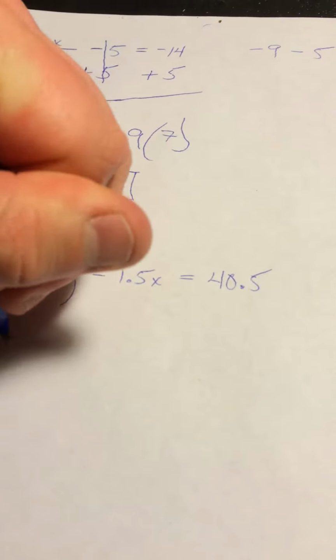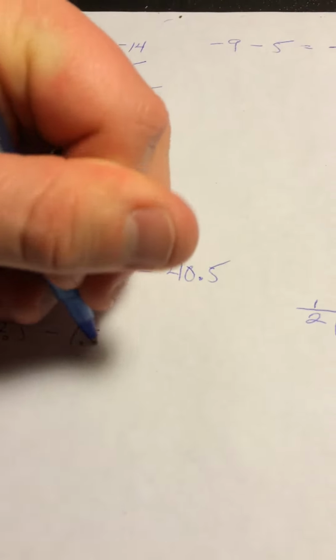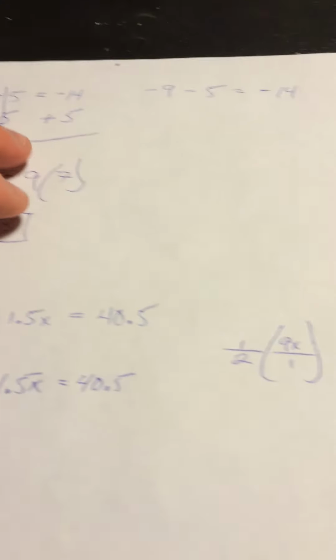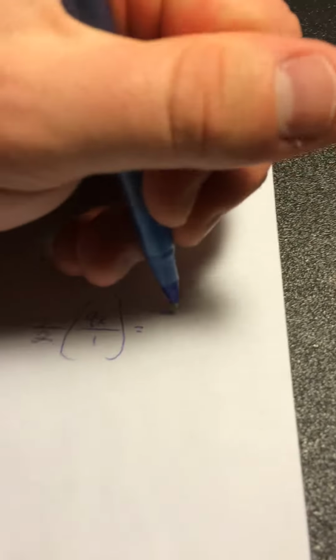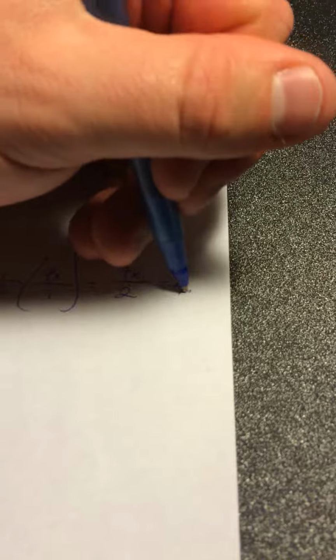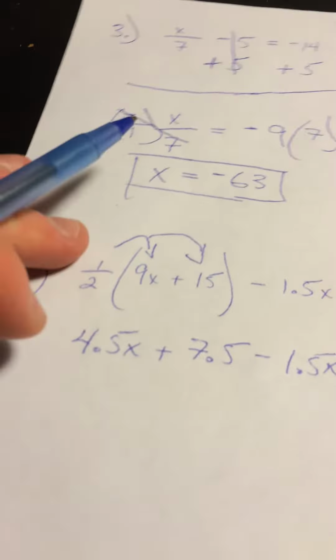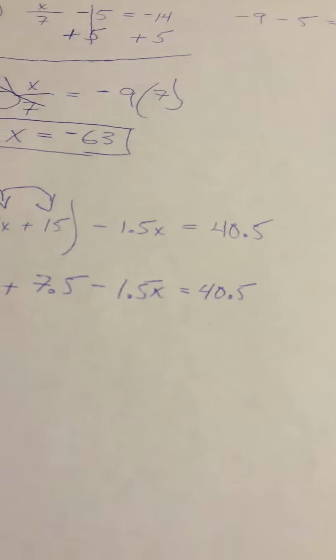Half of 15 is 7.5. And then we just continue to bring down the rest of the problem exactly as we see it. Just so we are clear over here, what you can see is we would get 9x over 2, and again 9 divided by 2 is where the 4.5 is coming from. Multiplying by 1/2 and dividing by 2 are equivalent operations.